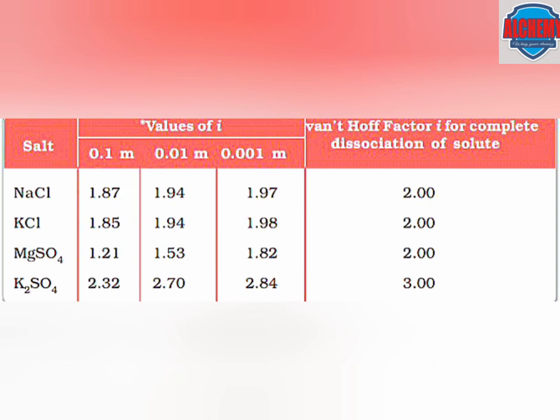Next, in the case of K2SO4, when potassium sulfate is dissolved in water, it will dissociate to form 2 potassium ions and 1 sulfate ion, in total 3 ions. So in the case of potassium sulfate, the number of moles of particles after dissociation is 3, whereas the number of moles of particles before dissociation is 1. So the Van Hoff factor is 3 divided by 1, that is equal to 3.